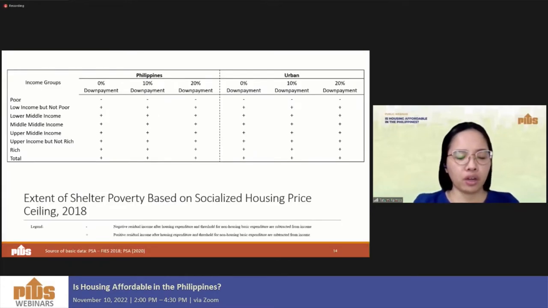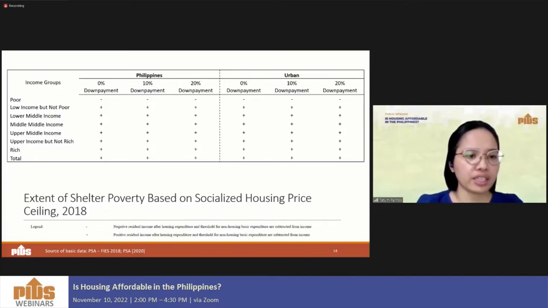When we take into consideration those thresholds, we are able to estimate the extent of shelter poverty based on socialized housing price ceiling. So this table on the Philippines and urban areas in the Philippines tells us that the poor have negative residual incomes after housing expenditure and thresholds for non-housing basic expenditure are subtracted from the income. In other words, the poor were experiencing housing stress when it comes to socialized housing that were priced at the ceiling in 2018.